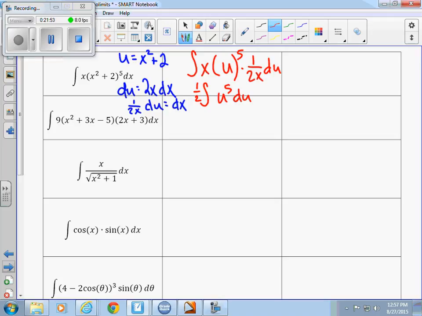So this is some very forward thinking. Most calculus students aren't taught that. Most calculus students just pick u's and stumble around.